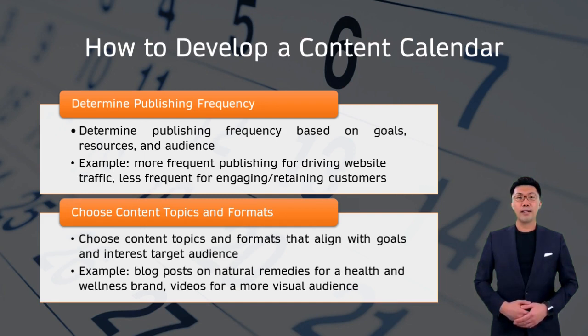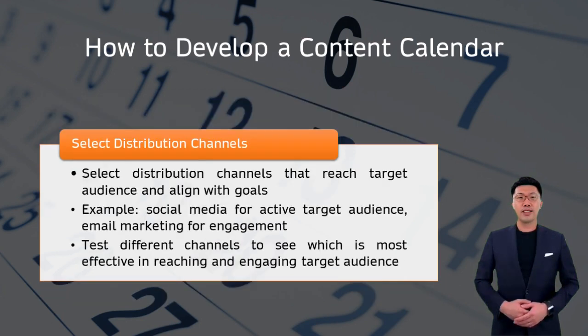Let's move to Step 2. Choose your content topics and formats. What topics will your content cover, and in what format will it be presented? Blog posts, videos, podcasts? It's important to choose topics and formats that will be of interest to your target audience and your goals. For example, if you are a health and wellness brand, you may choose to create blog posts that feature natural remedies for common health issues. If your target audience is more visual, you may choose to create videos that demonstrate how to make natural remedies at home.